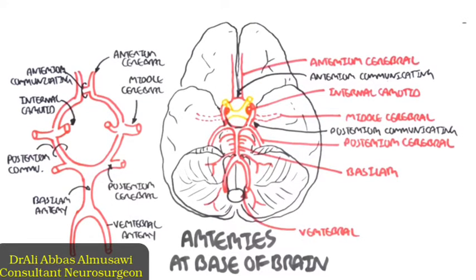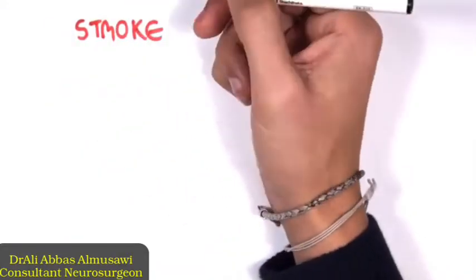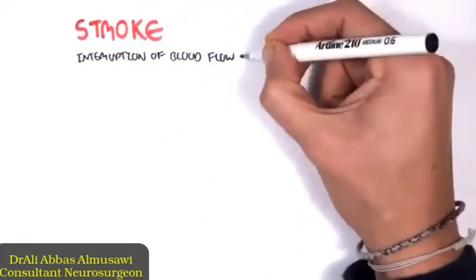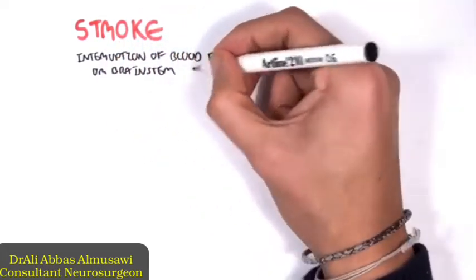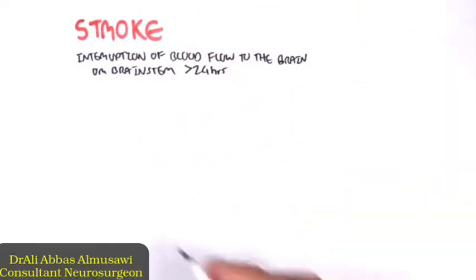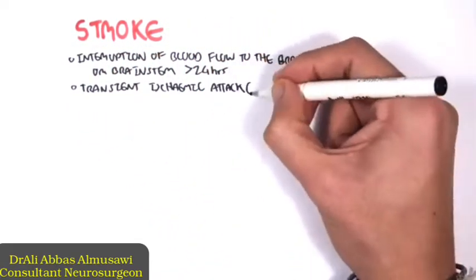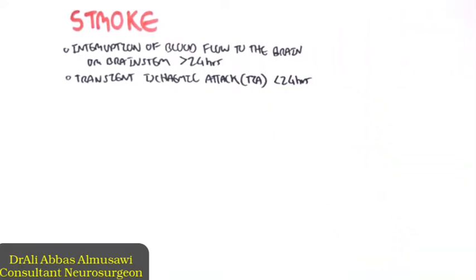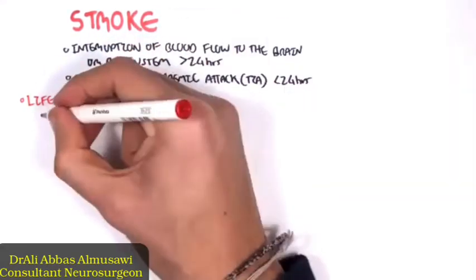Now let us use this information we just learned about the cerebral arteries and talk about some clinical stuff. So stroke is a serious condition. Stroke is where we have interruption of blood flow to the brain or the brainstem for more than 24 hours. There's a terminology known as transient ischemic attack, TIA, and this is essentially when we have interruption of blood flow to the brain less than 24 hours. Stroke and TIA are life-threatening.